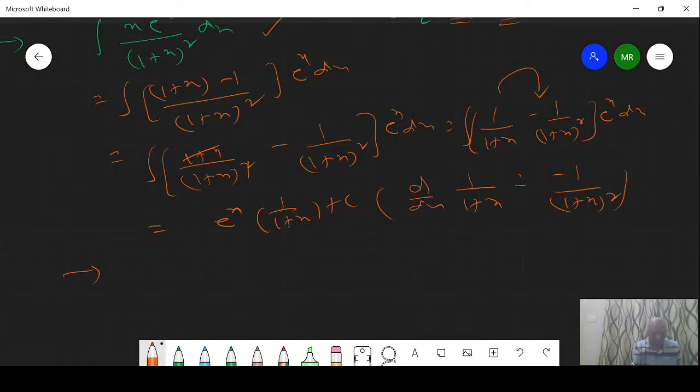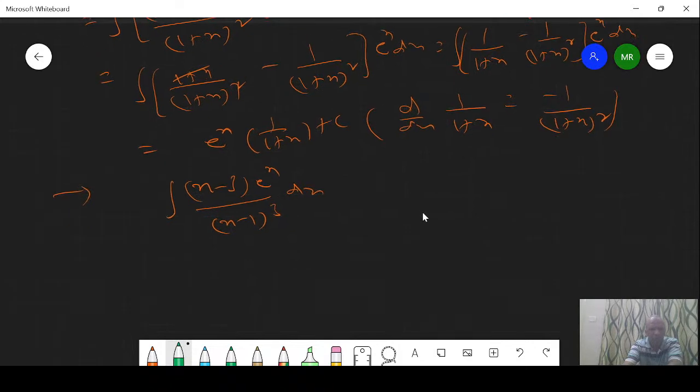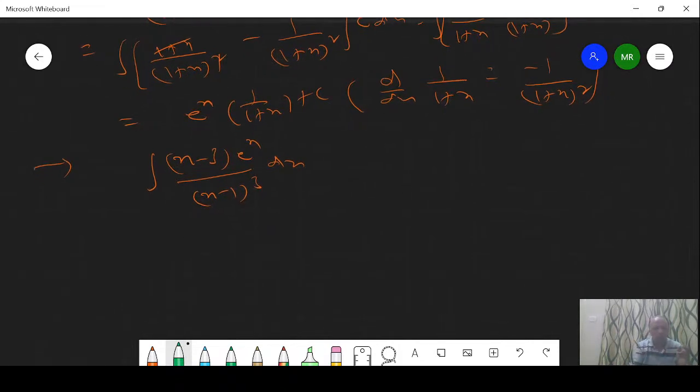Now you can see another problem. The same concept is most important. Sometimes they will give the problem in a different way. They may ask the same model in a different way. For example, they can ask the integral of x minus 3 into e power x by x minus 1 whole cube dx. You observe this problem. When they give this problem, x minus 3 e power x by x minus 1 whole cube dx, just observe here.